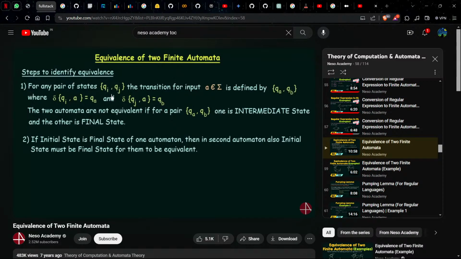The first step is: for any pair of states qi and qj, the transition for input a belonging to sigma is defined by qa, qb, where the transition from qi on a goes to qa and the transition from qj on a goes to qb. The two automata are not equivalent if for a pair qa, qb, one is an intermediate state and the other is a final state.